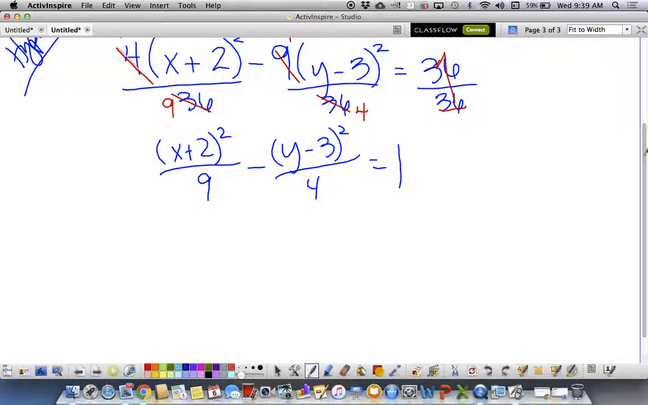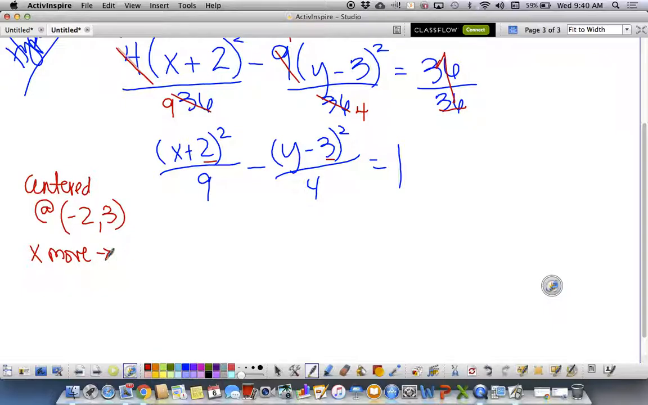What is this graph going to look like? Where are we going to be centered at? Negative 2, 3. Anytime it's in parentheses, you're going to set it equal to 0. Negative 2, positive 3. How much are you going to move to the right and left? Your x will move, what? It's the square root of 9. So it's going to move 3 to the right and to the left.